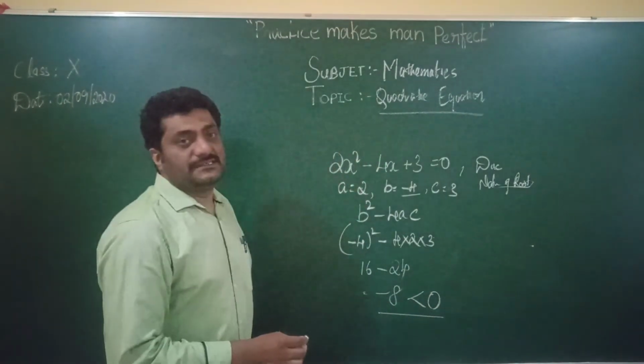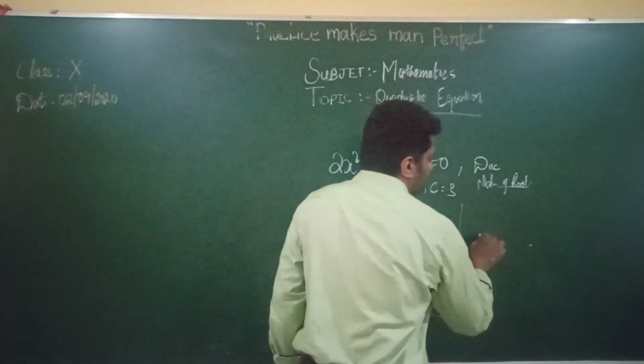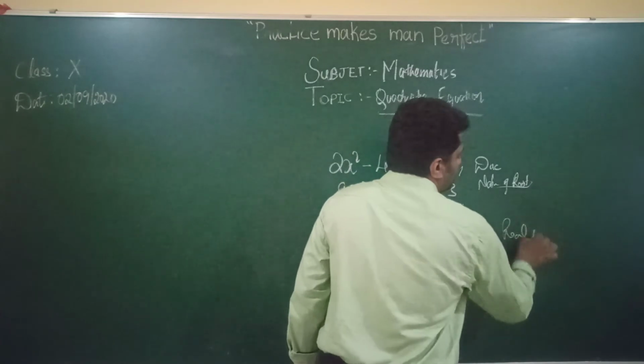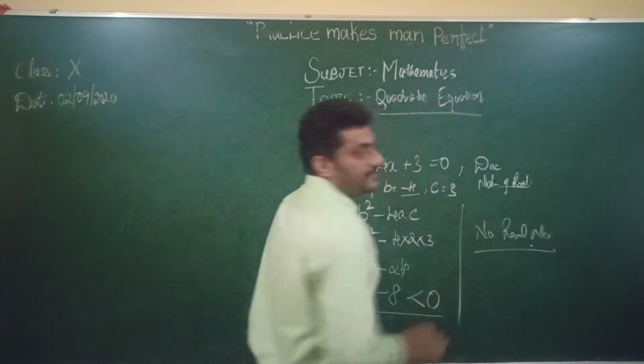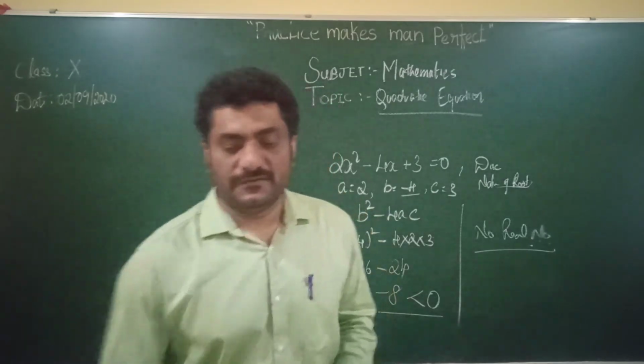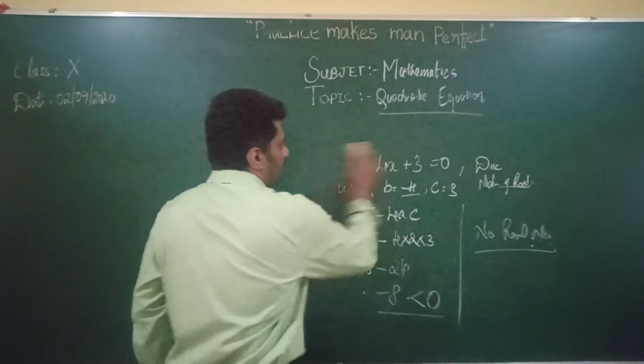So what kind of a nature is this? This is no real numbers. This is how we check the nature of the roots and the discriminant.